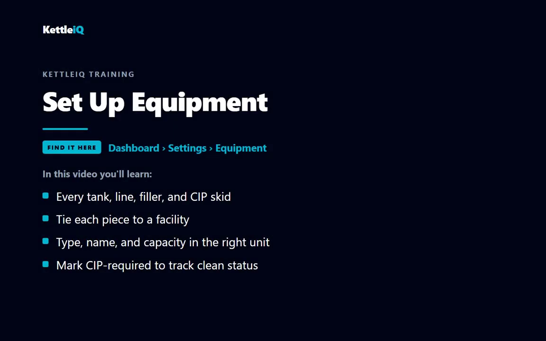Setting up equipment in KettleiQ. In this short training, I'll show you how to add every tank, line, and filler to a facility with the right type and capacity, and mark which ones need a CIP cycle. Let's take a look. You'll find this under Settings, Equipment from your dashboard.